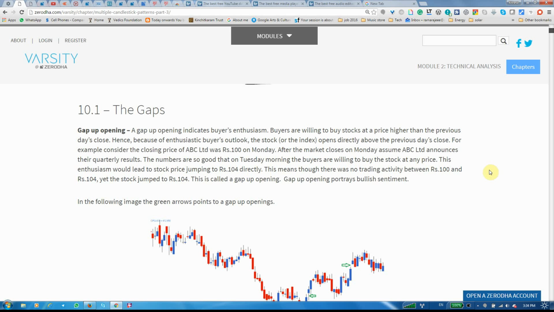For example, consider the closing price of ABC Limited was 100 rupees on Monday. After the market closes on Monday, assume ABC Limited announces their quarterly results. The numbers are so good that on Tuesday morning the buyers are willing to buy the stock at any price. This enthusiasm would lead to the stock price jumping to 104 rupees directly. This means though there was no trading activity between 100 rupees and 104 rupees, yet the stock jumped to 104 rupees. This is called a gap up opening.